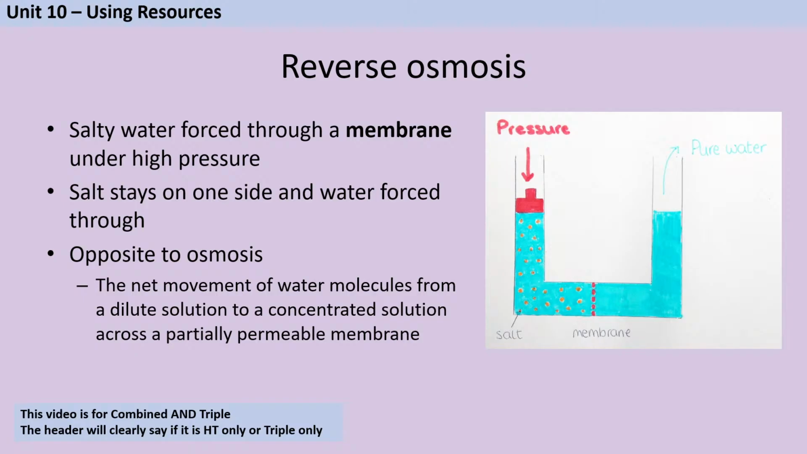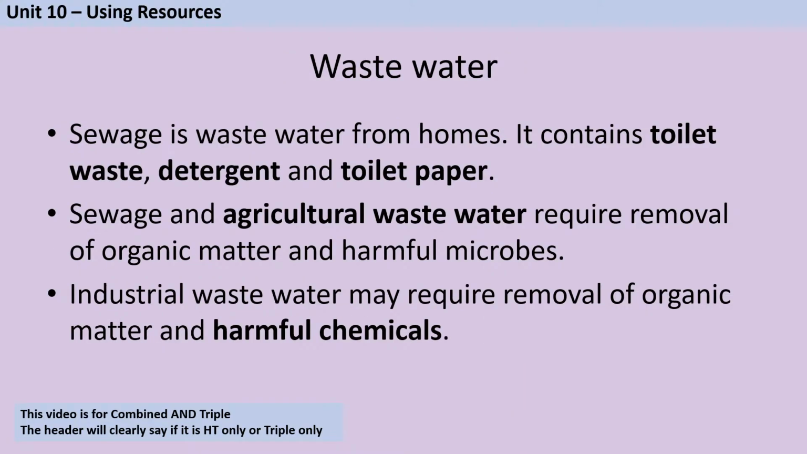And then reverse osmosis is where we're going to push that salty water through a membrane under very, very high pressure, and the salt can stay on one side and the pure water is forced through. So you've obviously revised osmosis for biology paper 1. Think of it as the opposite to osmosis. Instead of going from a dilute solution to a concentrated solution, which is what happens in osmosis, we're going from a concentrated solution to a dilute solution. And you've still got that partially permeable membrane in between.